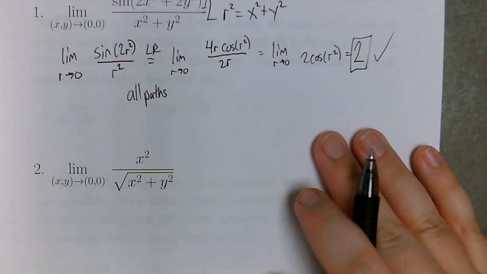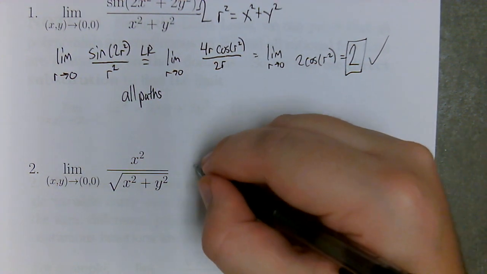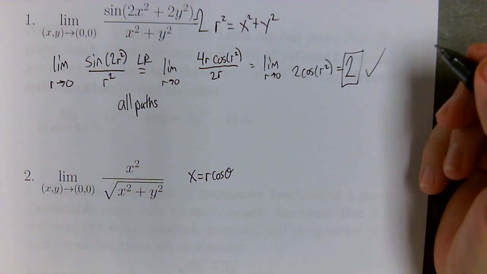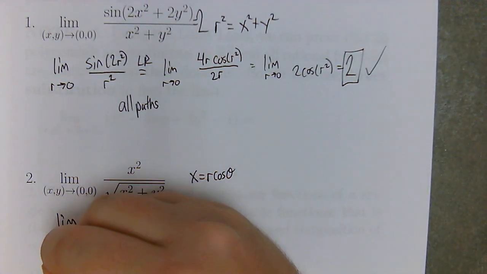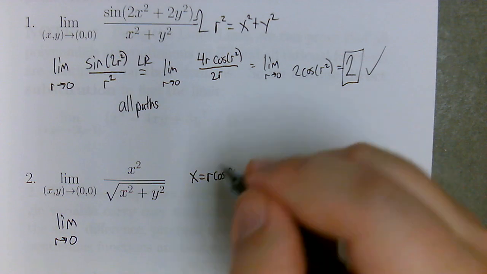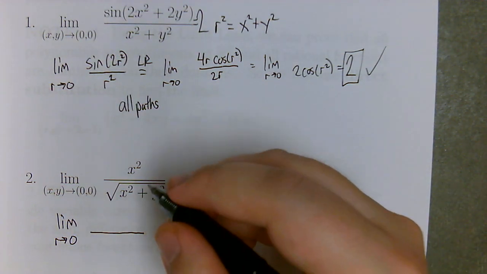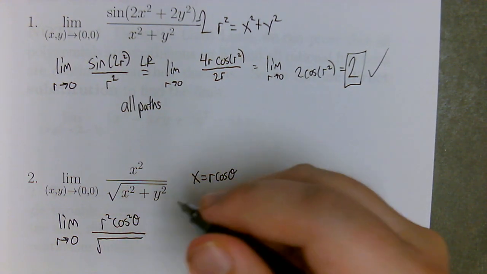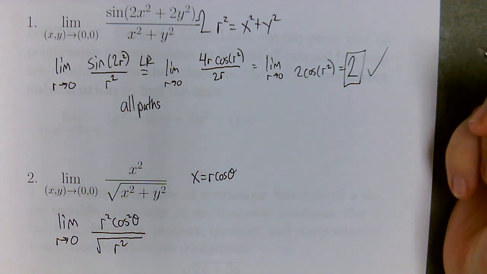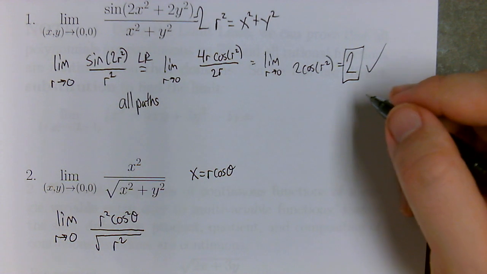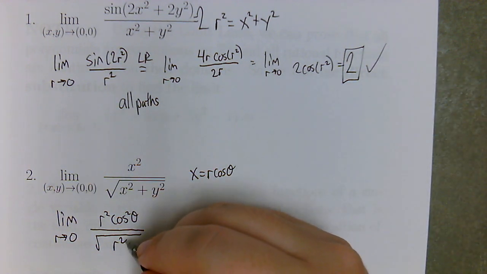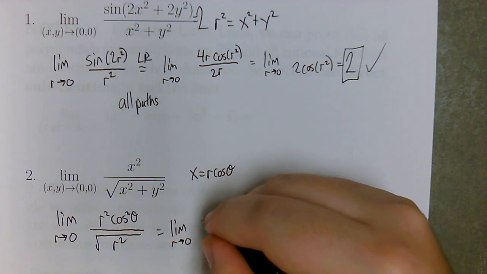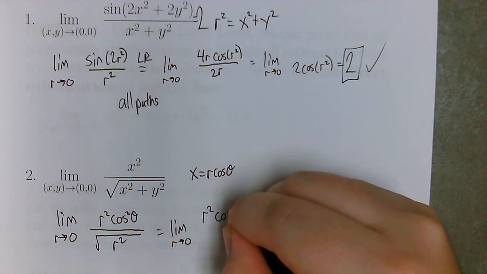All right, let's try the same technique on another problem here. For this one, we need to remember that x is going to be r cosine of theta. All right, so this limit will turn into the limit as r goes to 0 of r squared cosine squared of theta divided by the square root of r squared. Now, r is a distance from the origin, so we're going to assume that r is going to be positive, meaning that this denominator will simply turn into an r.